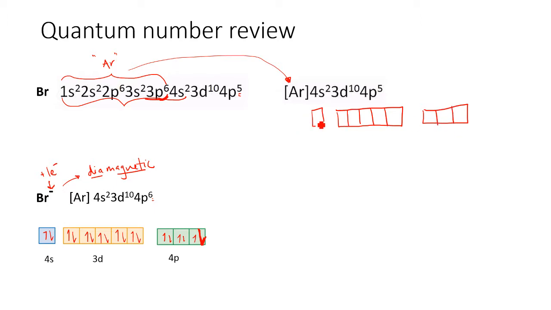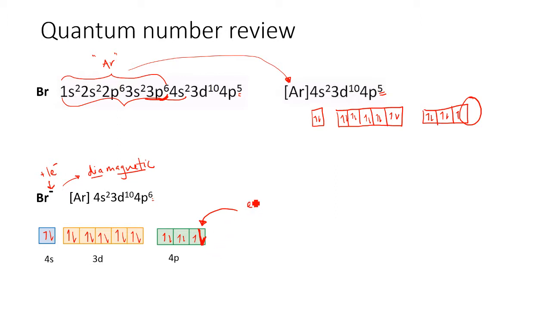If I were to fill these guys in, these are all full. And I want to place 4p5. This guy would go 1, 2, 3, 4, 5. Do you see that guy's missing? This is the electron that turned bromine into bromine negative. Let's write the 4 quantum numbers for that electron.